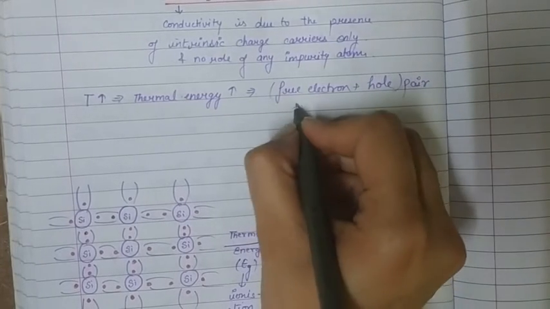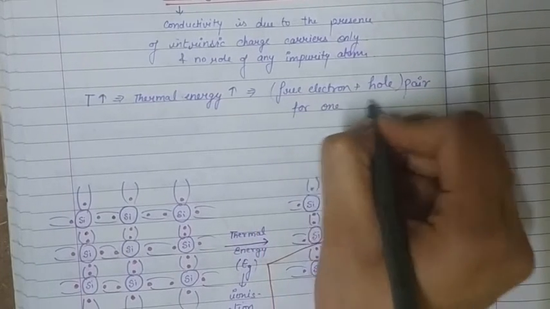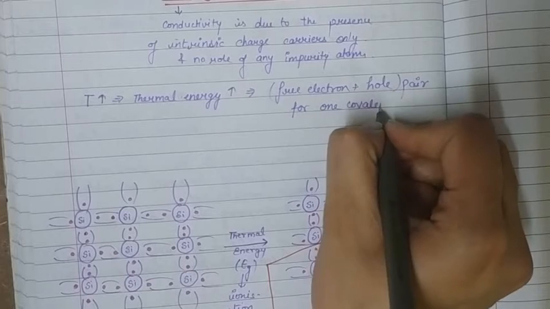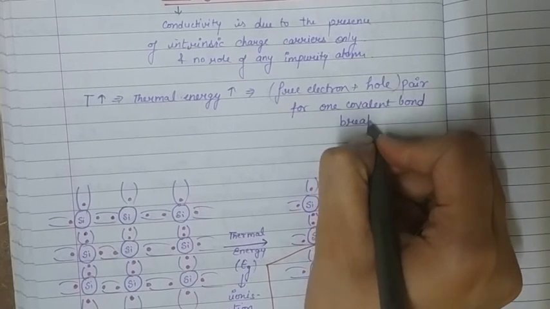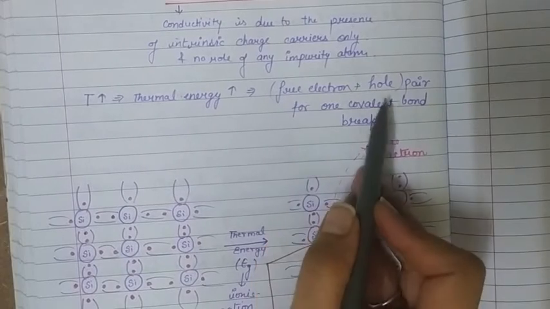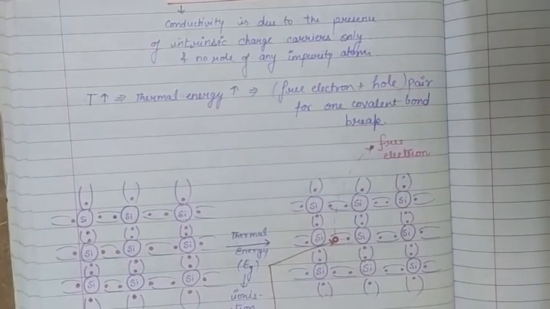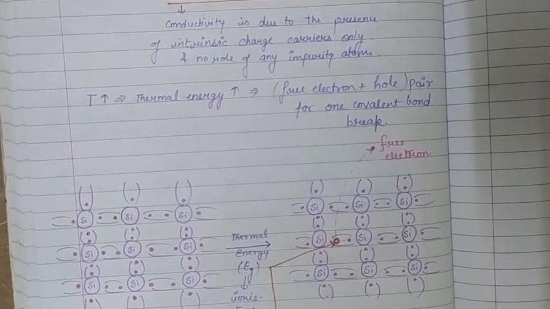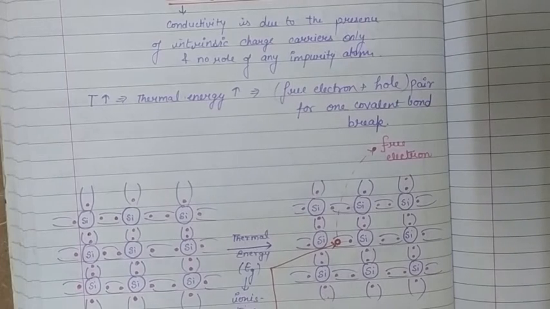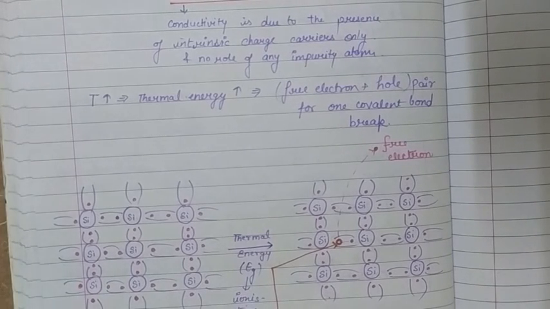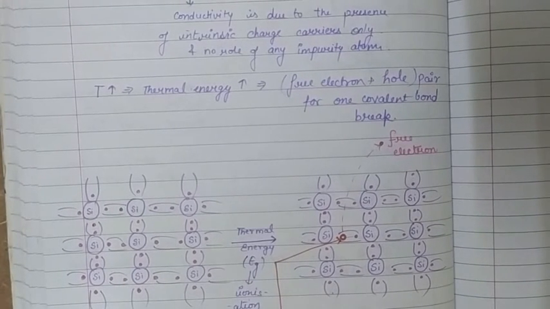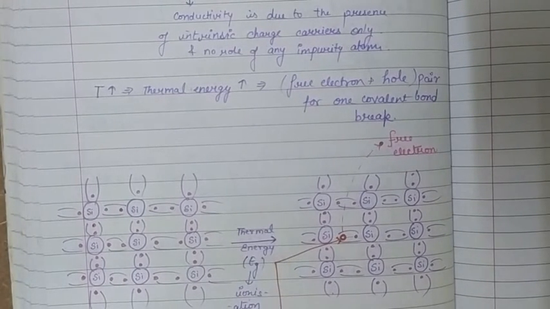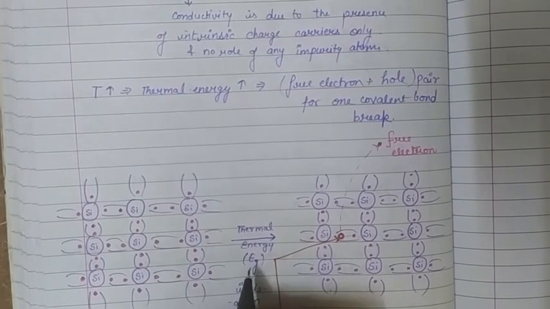one pair for one covalent bond breaking. If one covalent bond breaks, it gives us one free electron and one hole, that means we obtain a free electron hole pair, where the hole is the vacancy created by the electron that moves from that site and it acts as an effectively positive electronic charge, and the energy that is needed for this process is equal to the ionization energy, that is Eg.